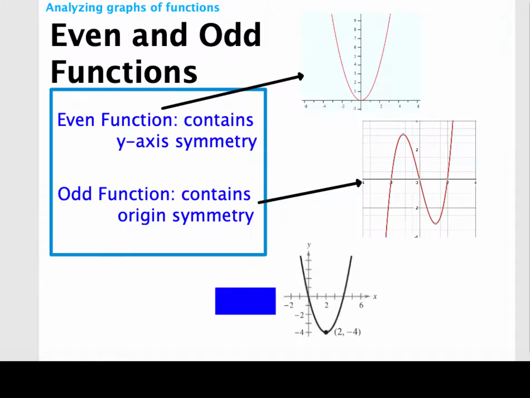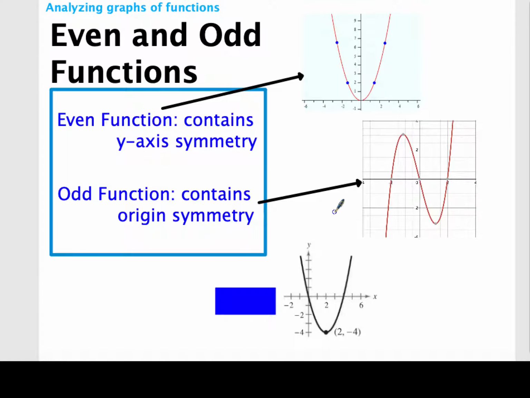Finally, one last note, and we've talked about this before, even and odd functions. If we're looking at graphs and analyzing graphs, an even function is a function with y-axis symmetry. So it's a function that's going to reflect right across that y-axis. An x value on our function would have a negative x value with the exact same y value. We'd be able to reflect directly across our y-axis.